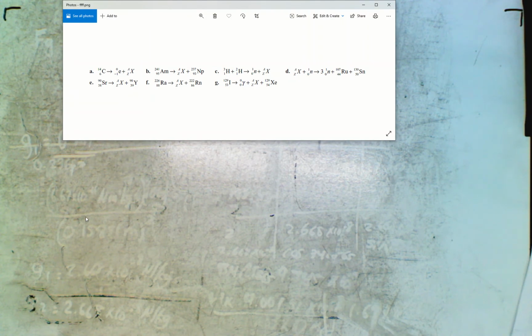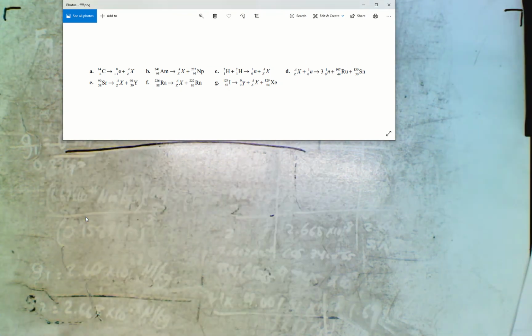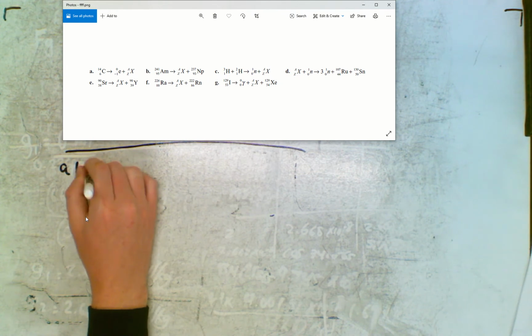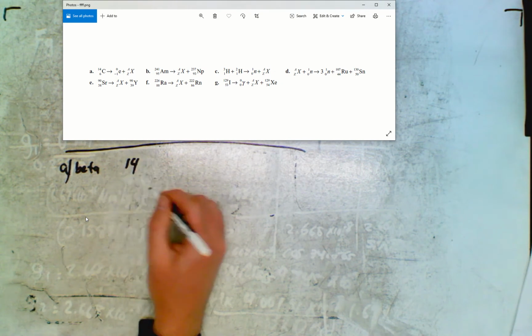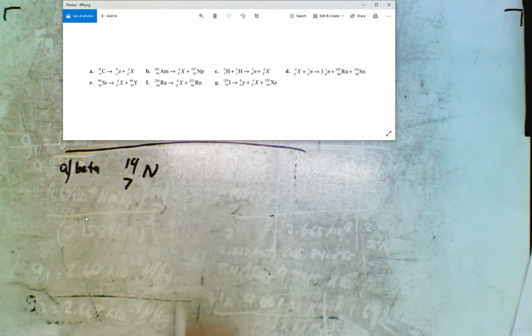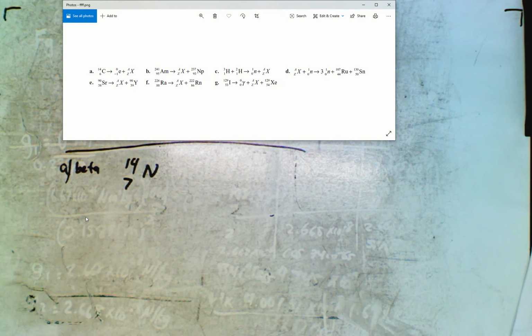Okay, so for A, it looks like it's beta. So that's my line right there. So A is beta. And what's left over is going to be the same mass, 14 on top, but it's going to be 7 down below because 7 and -1 makes 6, so it's going to be nitrogen.